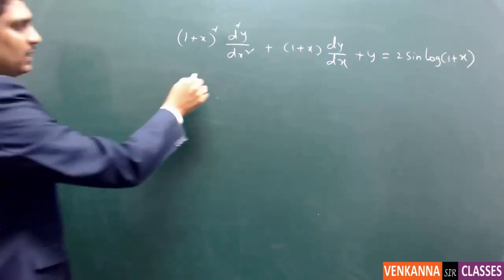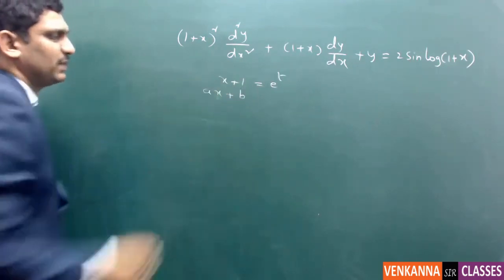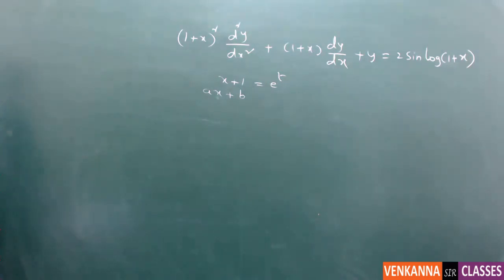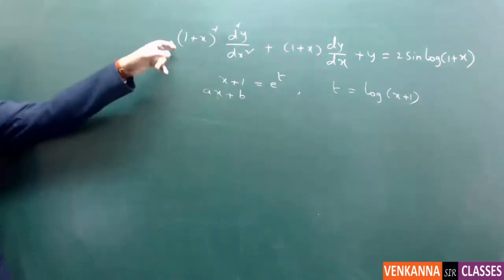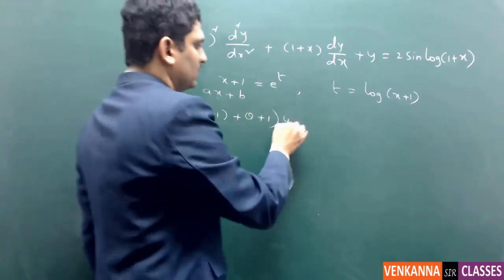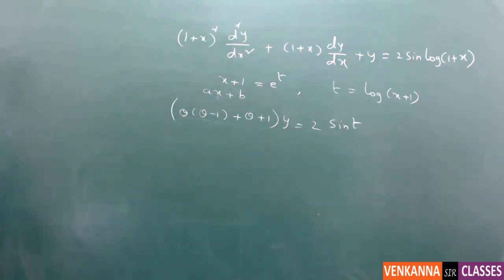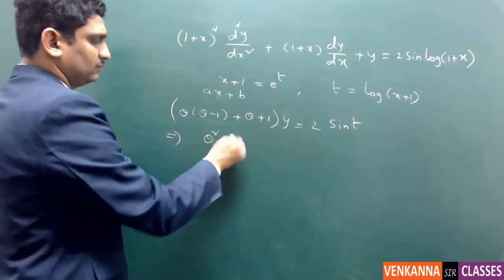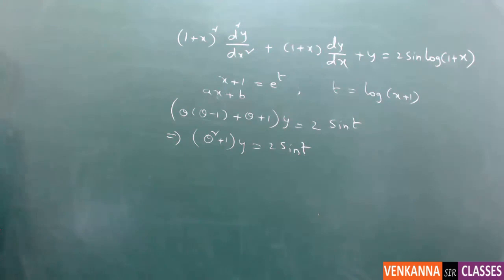Yeah. So here you have to take x plus 1 is equal to e power t. You compare this with the form ax plus b, where a value is 1, b value is 1. So here you have t is equal to log of x plus 1. Substituting these values in the given equation, you have theta into theta minus 1 plus theta plus 1 of y is equal to 2 sine t. And you can simplify that. Accepted? Now I think you can see the correlation between Cauchy, Euler and Legendre's, everyone.